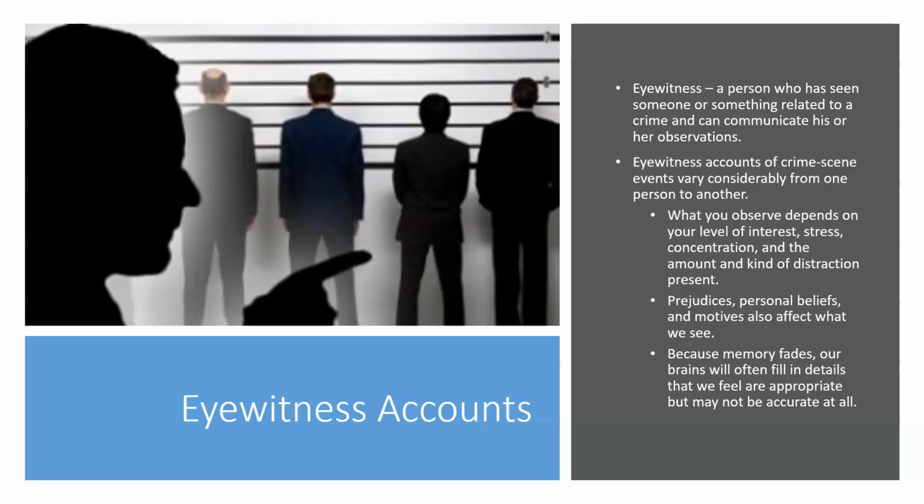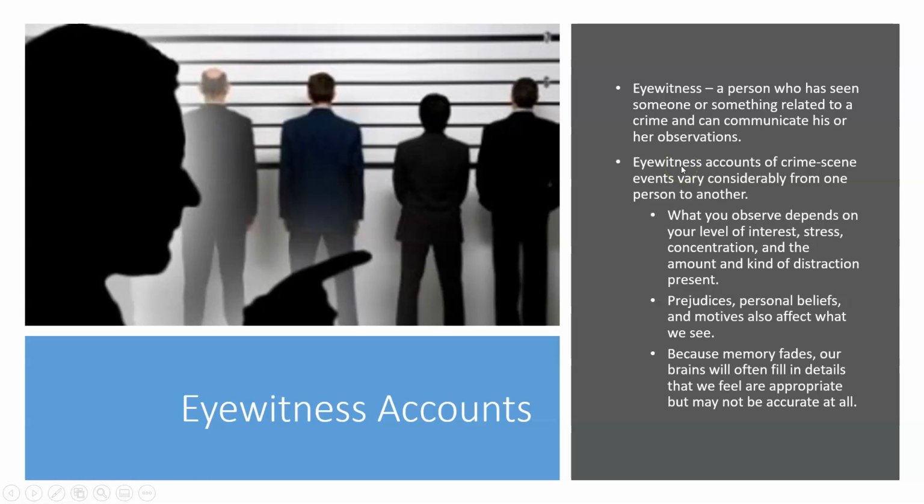So eyewitness accounts. We are kind of moving away from the victim, and we're moving into just focusing on that eyewitness testimony or that eyewitness accounts. And so an eyewitness is a person who has seen someone or something related to a crime and can communicate that to a crime scene investigator about his or her observations. So somebody that is an eyewitness is somebody that saw something related to the transmission of a crime.